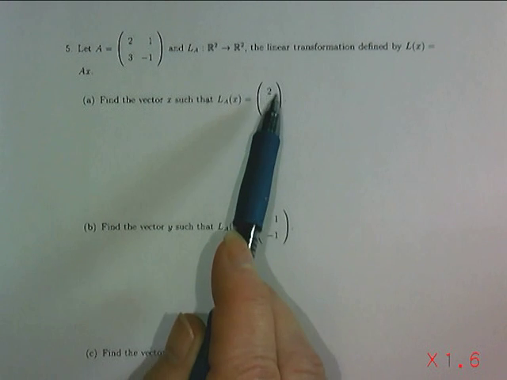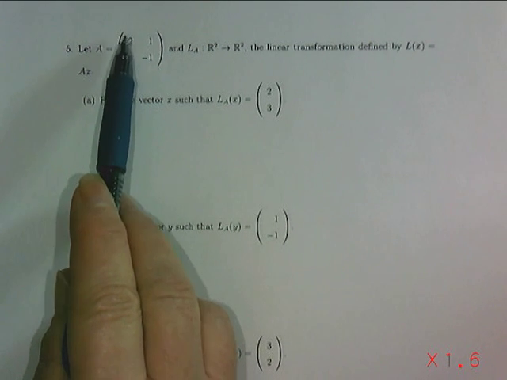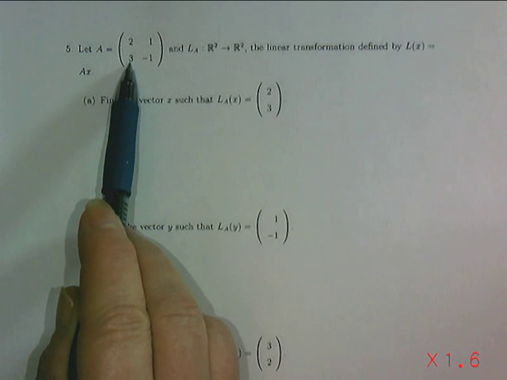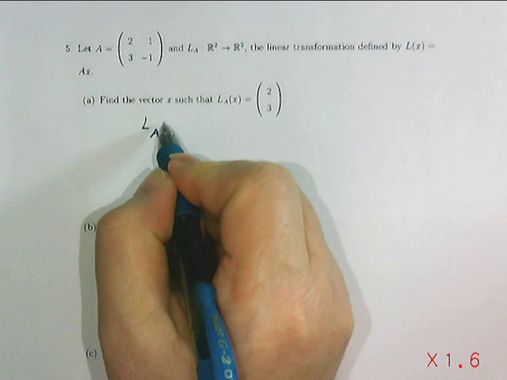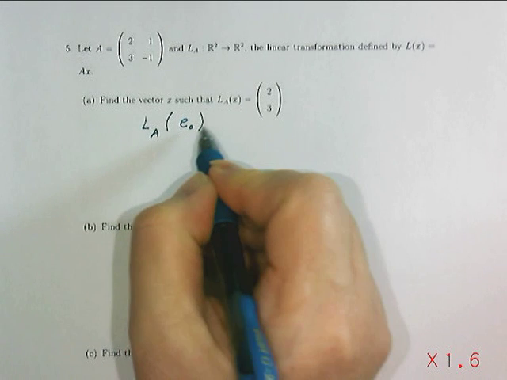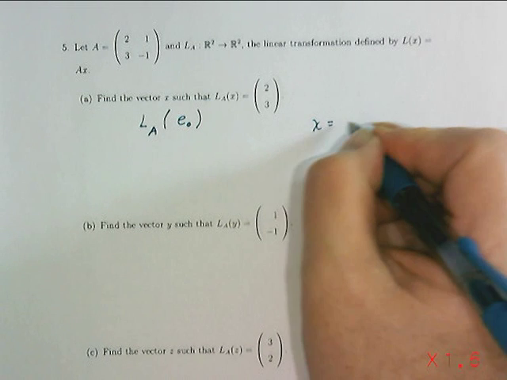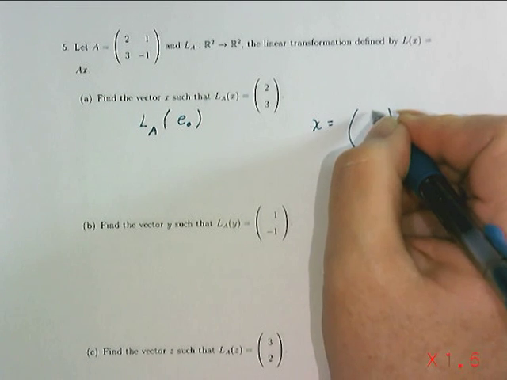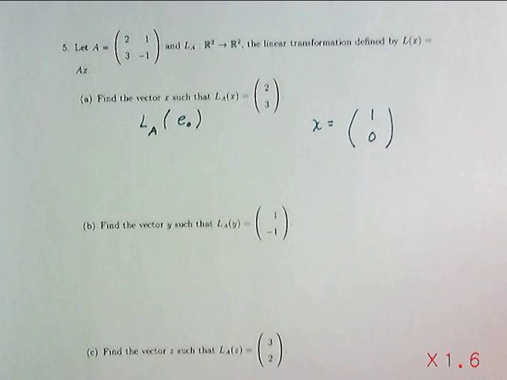Well, if I look at 2, 3, that vector is actually the first column of matrix A. And I know that the first column of matrix A is the way that the transformation corresponding to A transforms the first unit basis vector, e0. And so the x that I'm looking for is the vector with components 1, 0, or a 1 in the 0th position and 0 everywhere else.